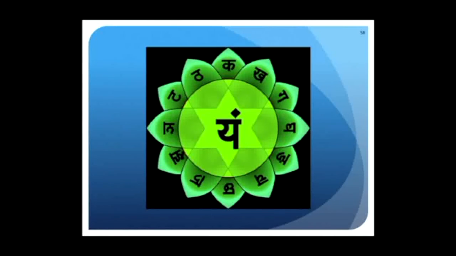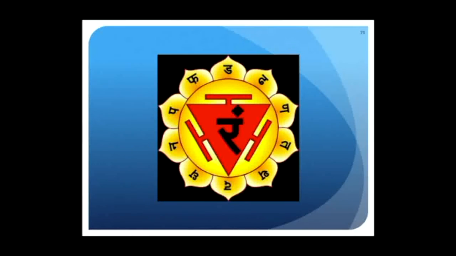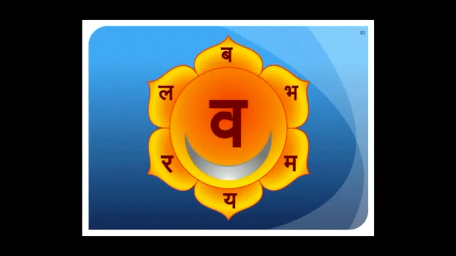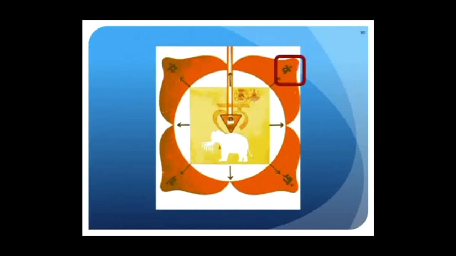So the consonants, they start here in Anahata Chakra, and you start with ka, kha, ga, gha, nga, cha, ja, like this. And then you move to Manipura Chakra, and da, na, ta, da, na, pa. And then Swadhisthana Chakra, so it's ba, ma, ya, ra, la, and then you get to Muladhara, and so you have va, sha. So this is the sha.